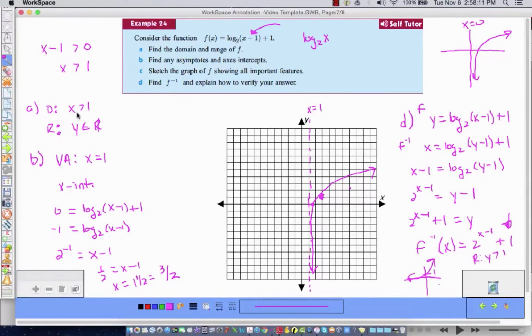Which corresponds with the domain of the original function, which is x greater than 1. All right, that is all I have for now.